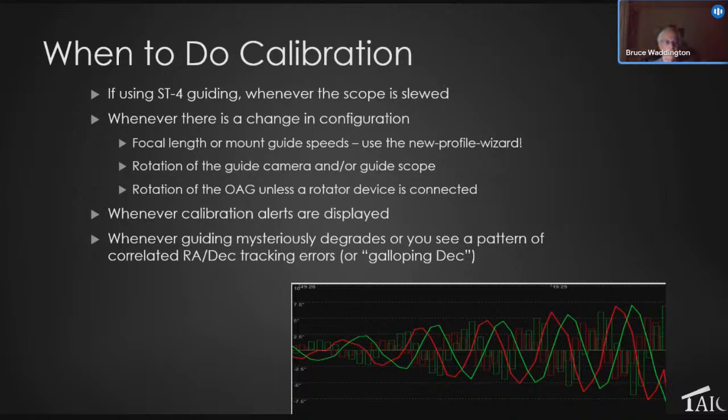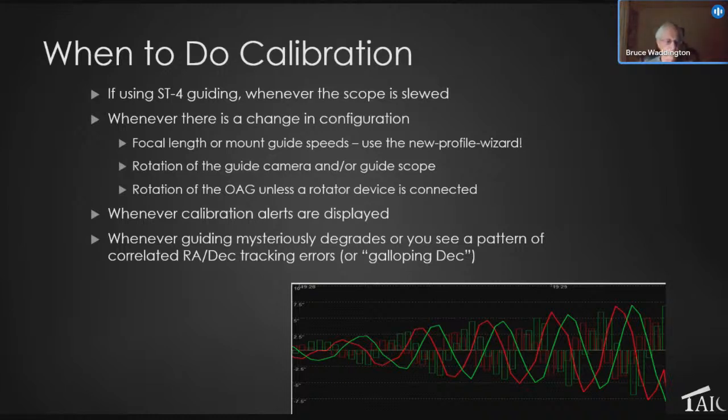You thought you had everything put back together exactly the way it was, but then you start guiding and you start to see a pattern like what's shown down here in the lower right. I think of this as galloping deck, and you see there's a correlation. Both RA and deck are going through this unusual kind of sine wave thing. That's a tip-off that something has rotated in the guiding assembly.